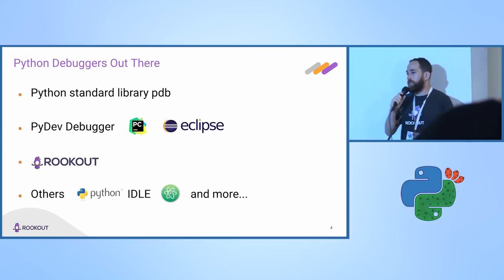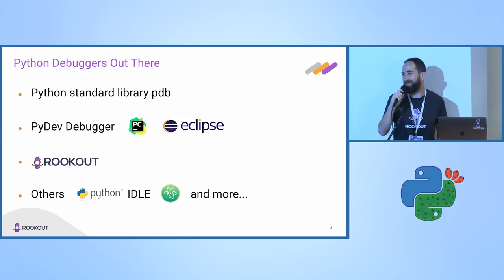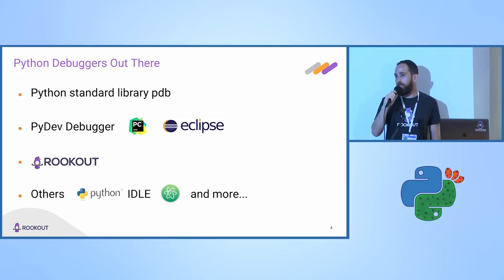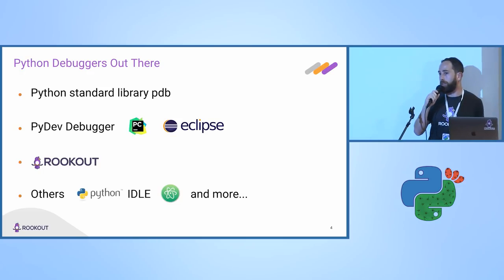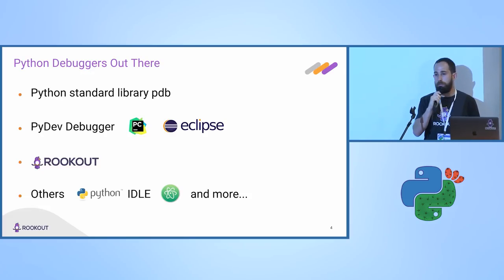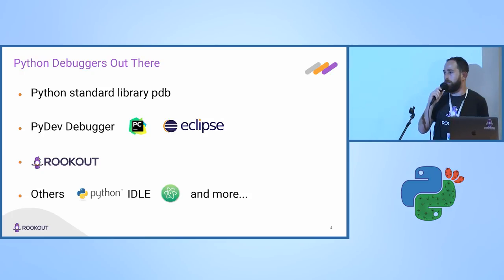So what's your favorite debugger out there? Or are you just using printf? The Python standard library has PDB, which is the Python debugger, a built-in basic debugger right there. You also have the PyDev debugger. It's open source on GitHub, and both the Eclipse environment for Python and PyCharm use it. Rookout supports debugging Python in addition to JVM and Node, and some other IDEs such as Python Idle and Atom have their own built-in Python debuggers.